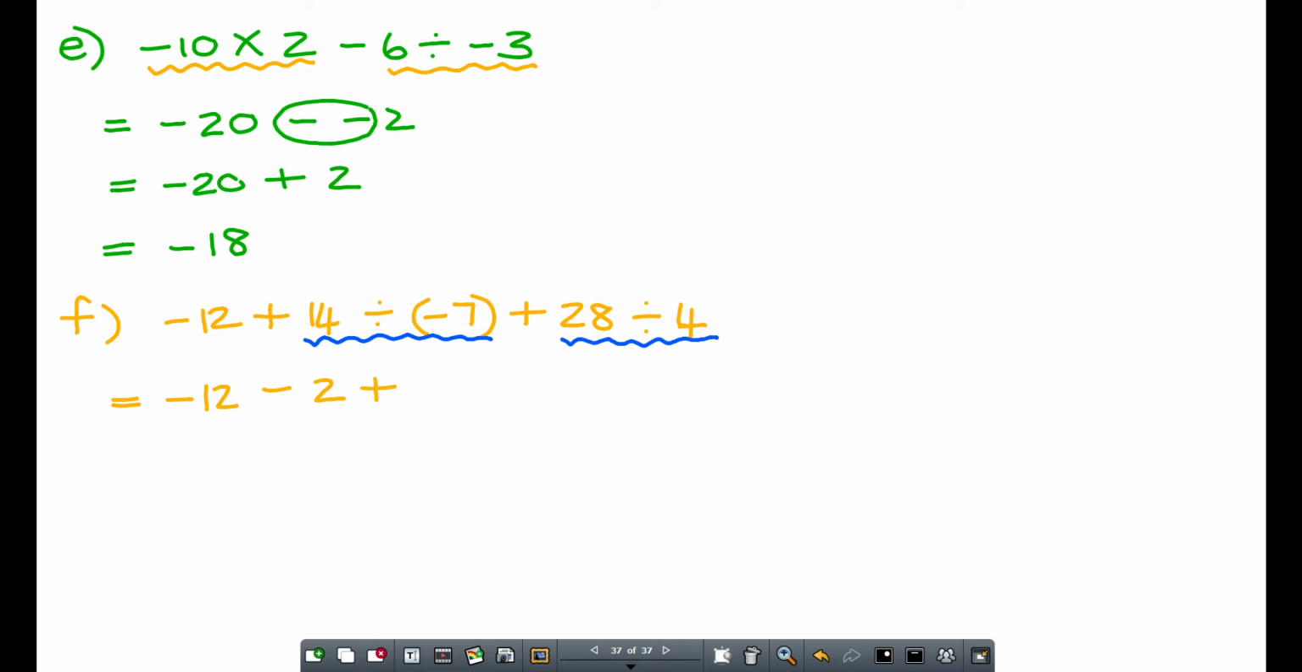Okay, now I've got a normal addition and subtraction. So then we can actually take it from the left and work our way towards the right. So minus 12 minus 2 is going to give me minus 14. Plus 7 will give me minus 7.